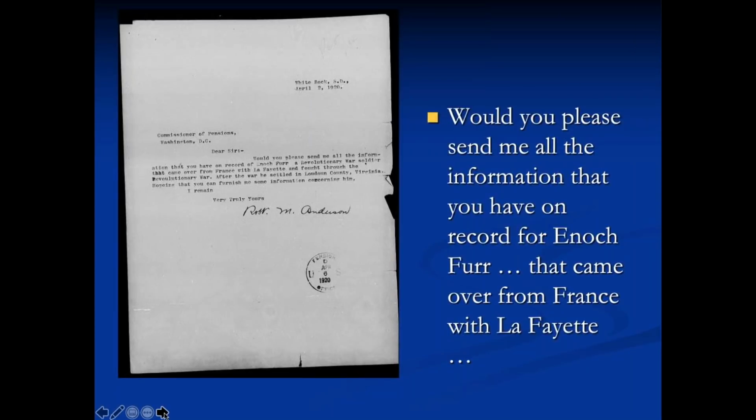Now, here's a letter written to the Commissioner of Pensions, and it says that Enoch Furr was a Revolutionary War soldier. Well, he got a pension, so we know that he came over from France with Lafayette and fought through the Revolutionary War. Well, in Enoch's pension, it says that he was born in Fauquier County, Virginia, and at the age of 6 moved to Loudoun County, Virginia. So it's unlikely that he went to France and then came with Lafayette. In fact, the only person to come with Lafayette the first time around was the Baron de Kalb. But that's a much different story.